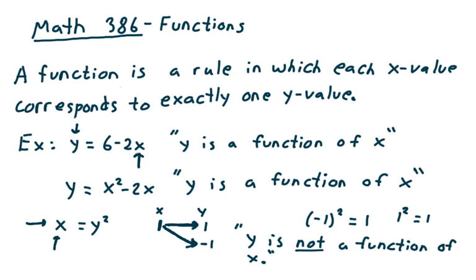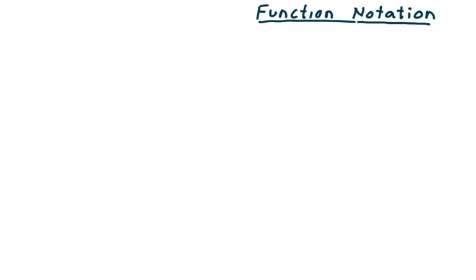And so that's a problem. Every value of x must produce only one y value back. And so for this reason, y is not a function of x. Now, let's go back to this equation, y equals 6 minus 2x. This says y is a function of x.